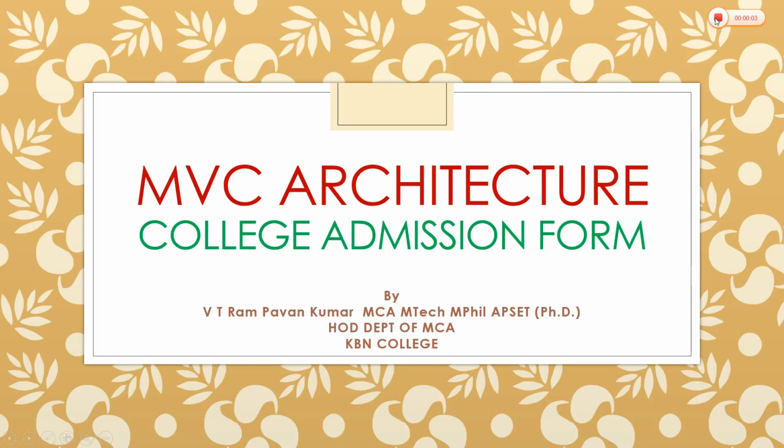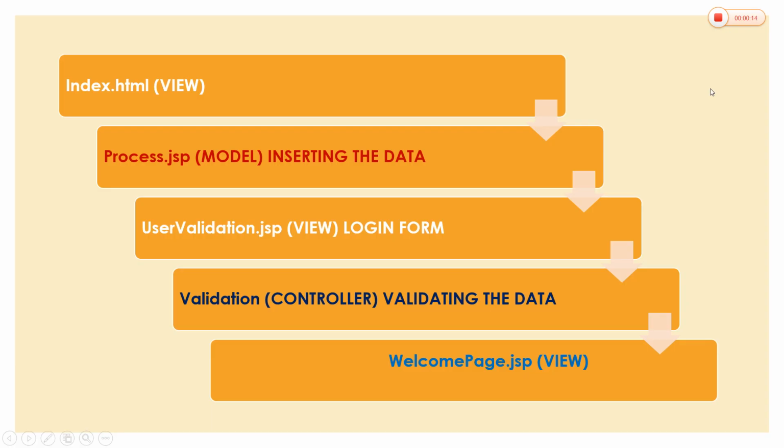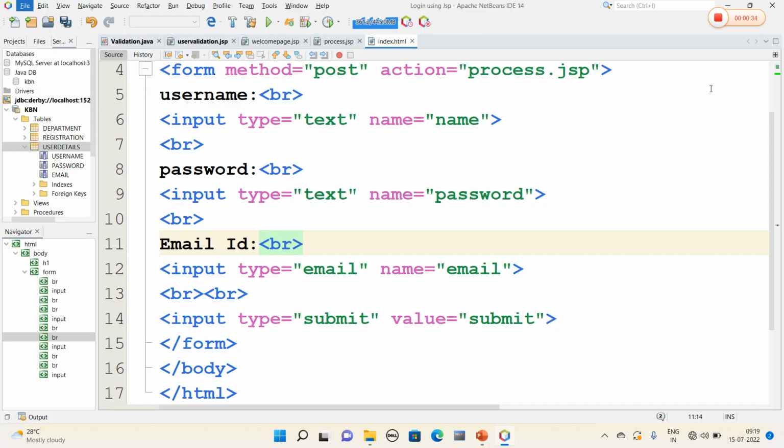In this session we are going to learn about MVC architecture, that is Model View Controller architecture, for designing a college admission form. The MVC architecture consists of an HTML page, JSP pages, a servlet page and a JDBC connection. In total it consists of 5 pages: Index.html, Process.jsp, UserValidation.jsp, the controller page, that is the servlet page, validation, and finally WelcomePage.jsp. Now I will open my NetBeans IDE.